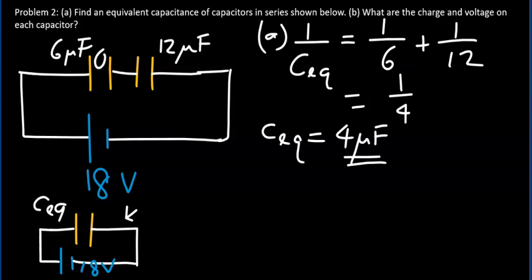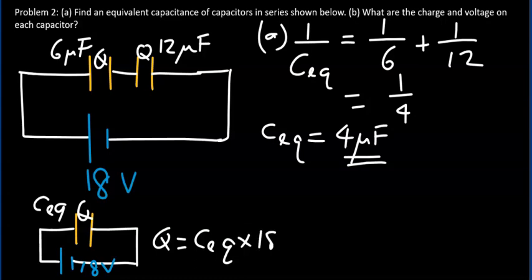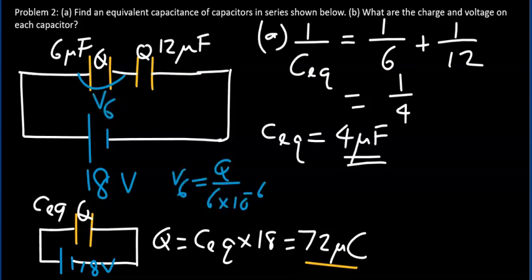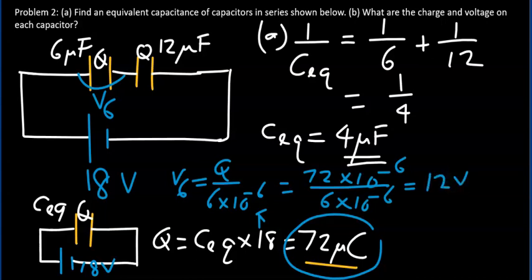The charge on each capacitor must be the same as the charge on this equivalent capacitor. And that is quite simply C equivalent times 18, which is 72 microcoulomb. Now the voltage across the 6 microfarad capacitor, call it V6, is charge Q over 6 microfarad. Since Q is 72 microcoulomb, that's going to give you 12 volts.